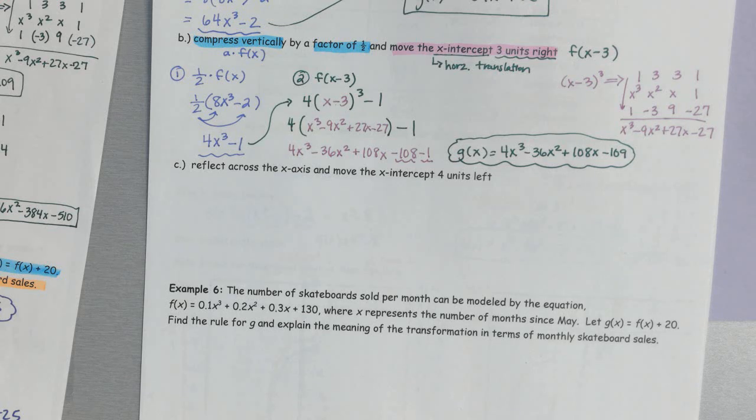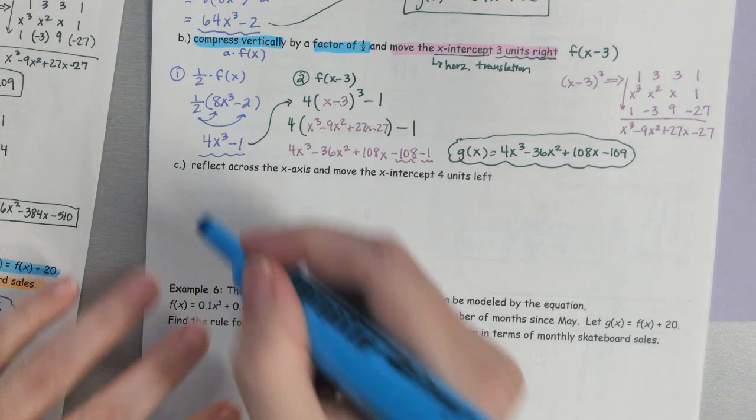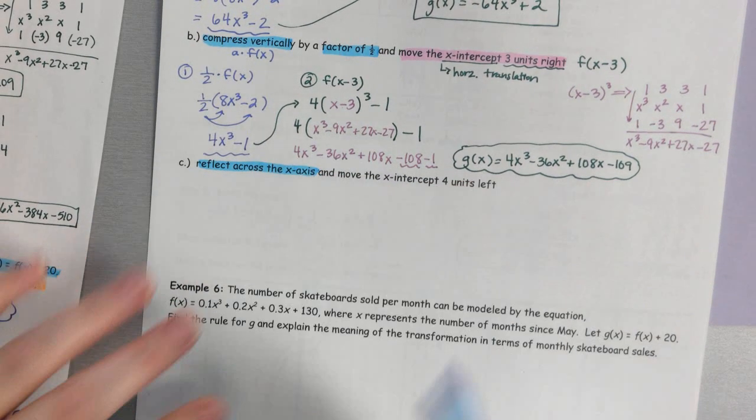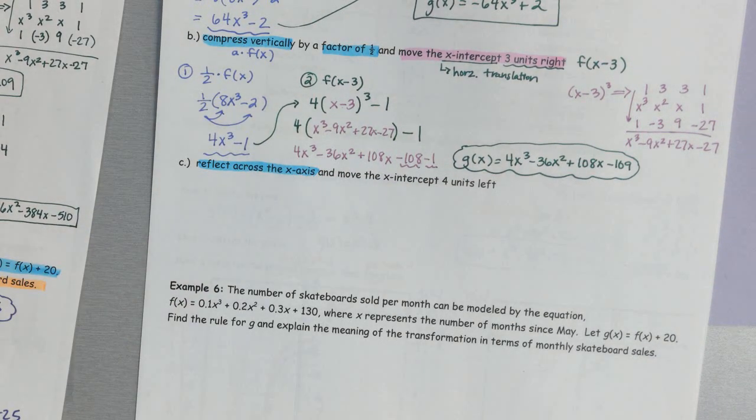Okay, now the last one, we are going to reflect across the x-axis and then move the x-intercept 4 units to the left. Okay, so reflect across the x-axis. And then when it says that you're moving the x-intercept 4 units to the left, now we know what that means, right?